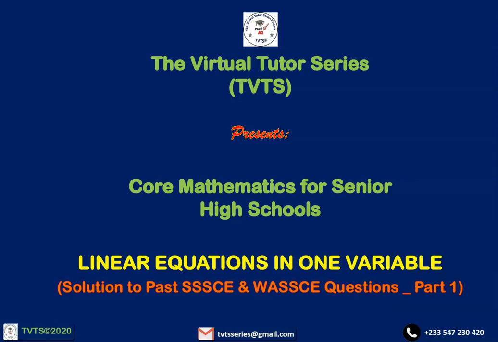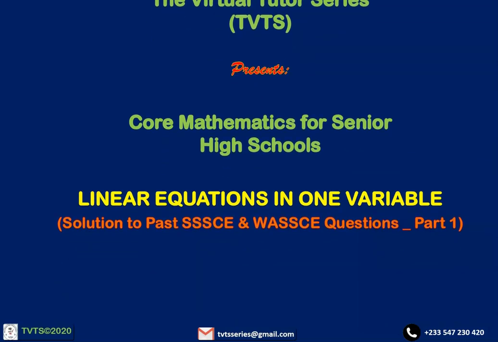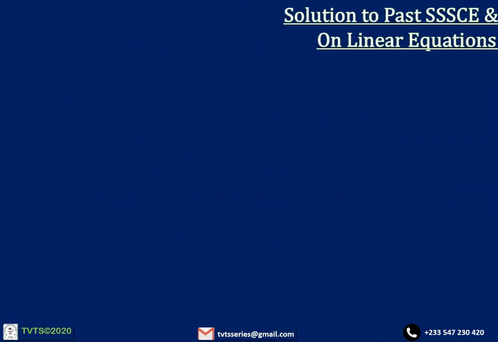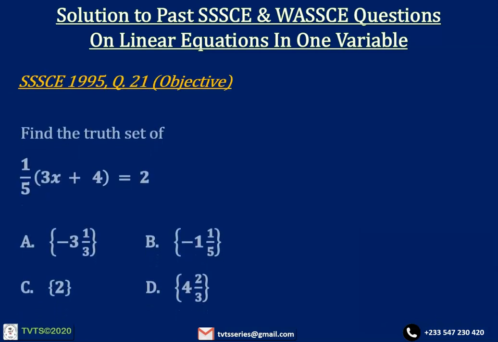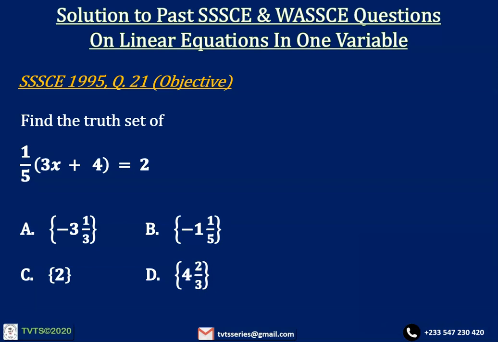Having said that, let's have a look at some of the past questions on linear equations in one variable. We begin with objective question 21 of SSSCE 1995. The question says, find the truth set of 1 over 5 into bracket 3x plus 4 is equal to 2. And here is the solution.